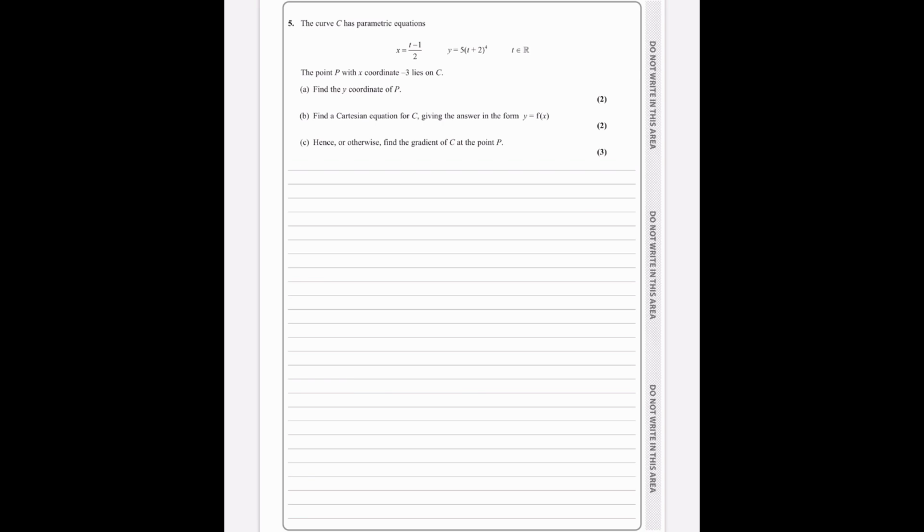Question number 5, parametric equations. We know the x-coordinate of P is negative 3, so I'm going to substitute that into x equals (t minus 1) over 2. So negative 3 equals (t minus 1) over 2, multiply both sides by 2, add 1, and we get that t, our parameter, is going to be negative 5. We can take our negative 5 and plug it into the y coordinate, so y will be 5 lots of (negative 5 plus 2) to the power of 4, which is 405.